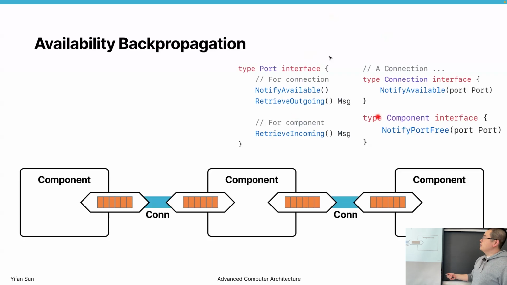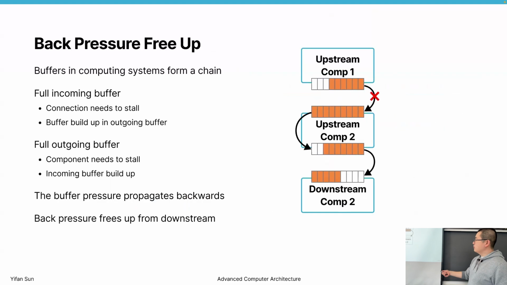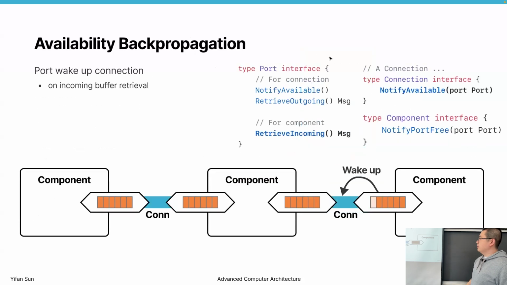So by using these few functions, we're actually making a chain of availability, like this buffer freeing up process. Now we're notifying backwards to wake up components so that they can be woken up at the right time. So let's see how it works.